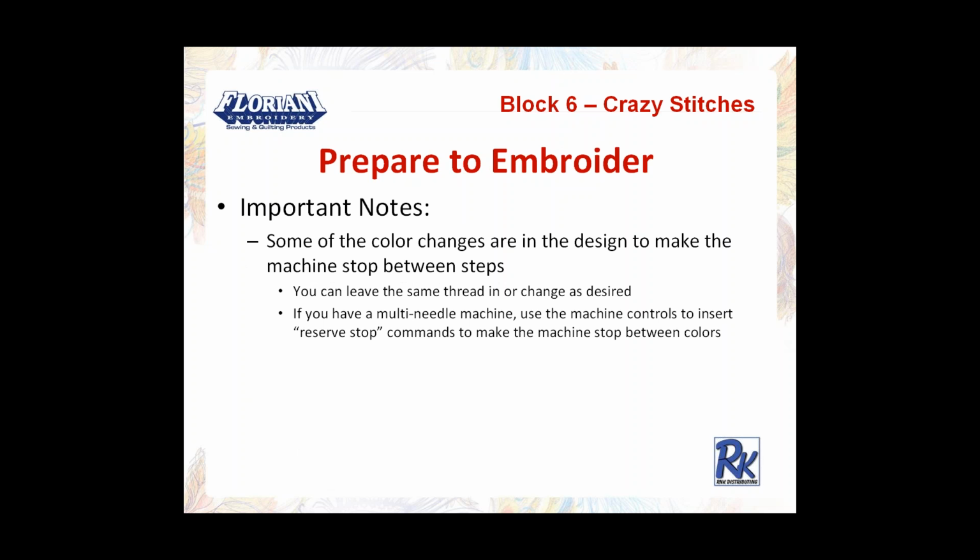So let's get right into how we do it. But before we do, I want to just tell you some important notes here. As we mentioned earlier, the color changes in this block design are mainly there so that the machine will stop between the colors so that you can actually take the hoop out if you need to, or even without taking the hoop out, place your fabric and then stitch it and then flip it out of the way, et cetera, et cetera. If you don't have those stops in there, it would just continue on. If you have a multi-needle machine, you're going to have to use your machine controls to put those manual stops in so it stops and doesn't continue on.